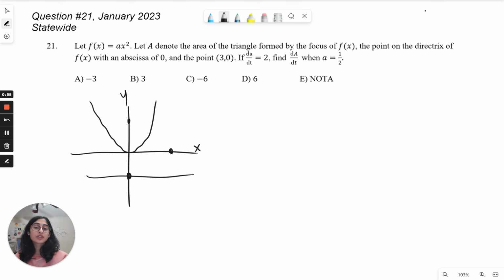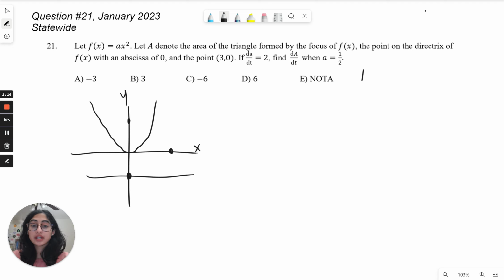So it also gives us the rate of change of A, the leading coefficient of f of x, and it also gives us the rate of change of the area of that triangle when A is 1/2. So first, let's make a formula for the area of that triangle.